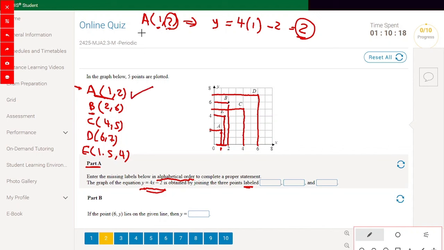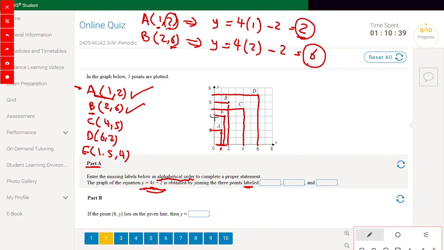Now point B, which is (2, 6). So y will be equal to 4 multiply 2 minus 2. So the answer will be 6, which is a solution. So B is a solution for this equation.